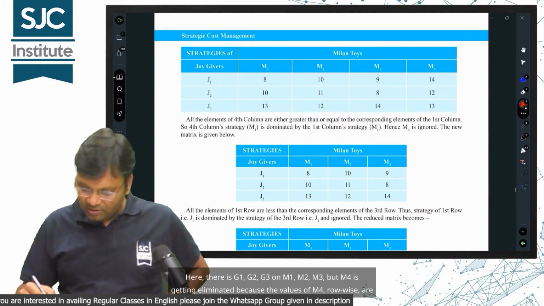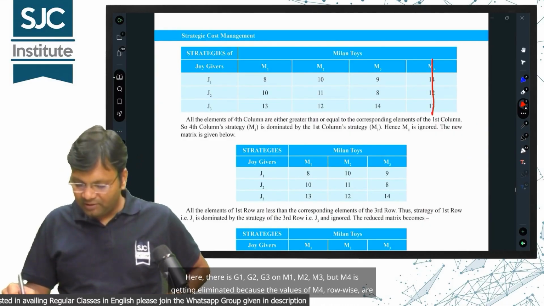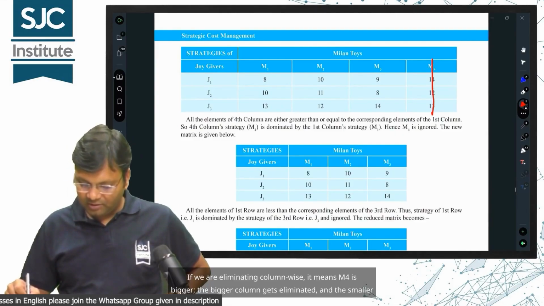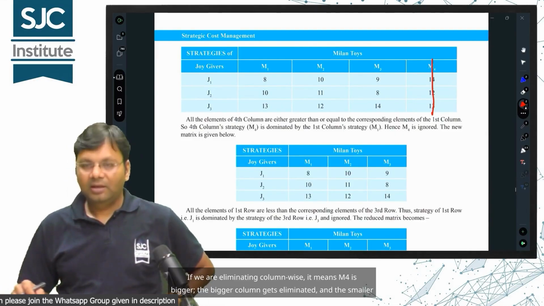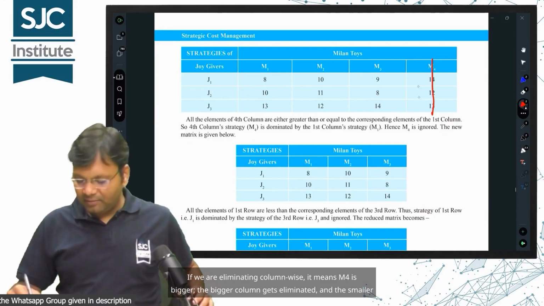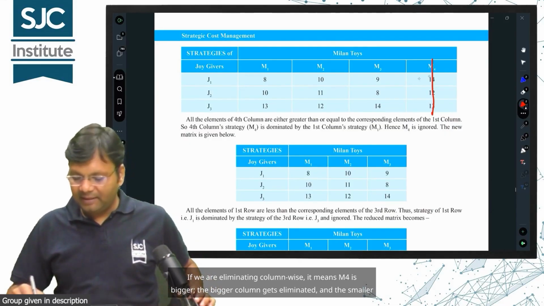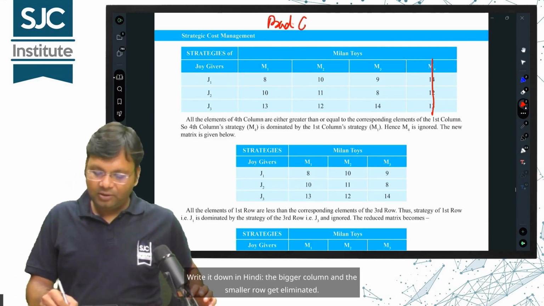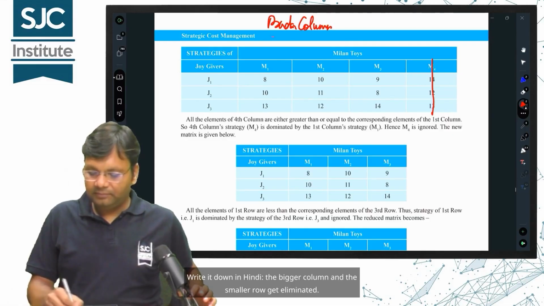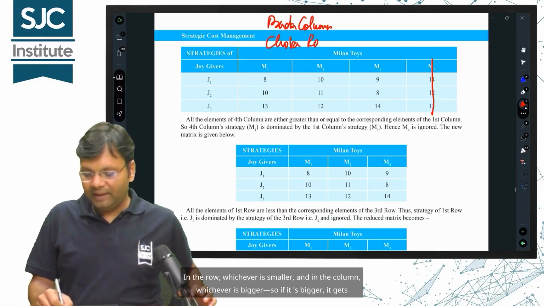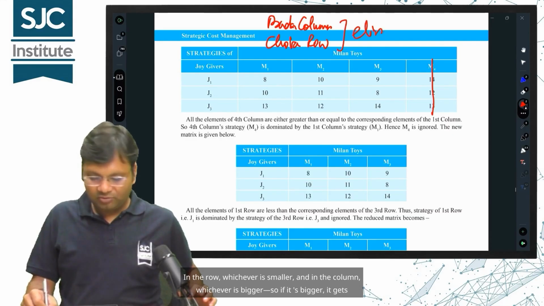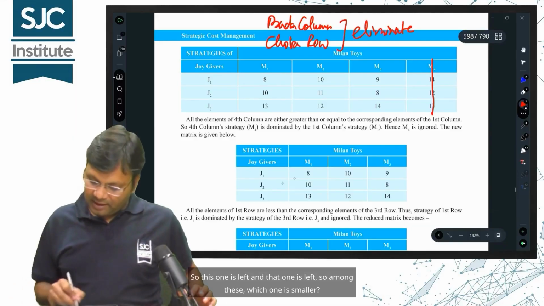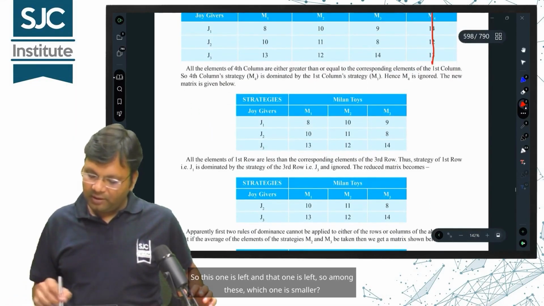Here, there is G1, G2, G3 and M1, M2, M3, but M4 is getting eliminated because of the values of M4 row-wise. If we are eliminating column-wise, it means M4 is bigger, the bigger column gets eliminated and the smaller row gets eliminated. Write it down. The bigger column and the smaller row get eliminated. In the row, whichever is smaller, and in the column, whichever is bigger. So if it's bigger, it gets eliminated. So this one is left and that one is left. So among these, which one is smaller?